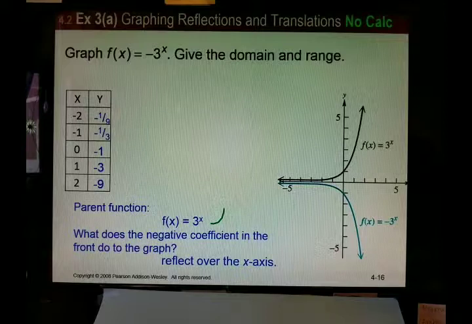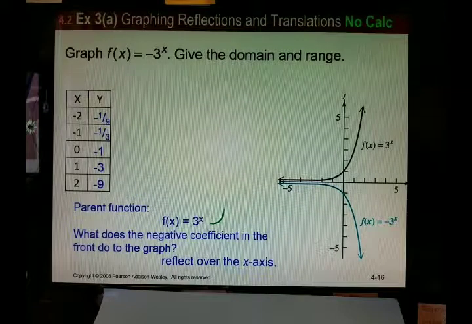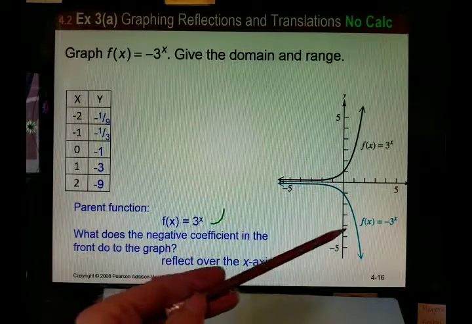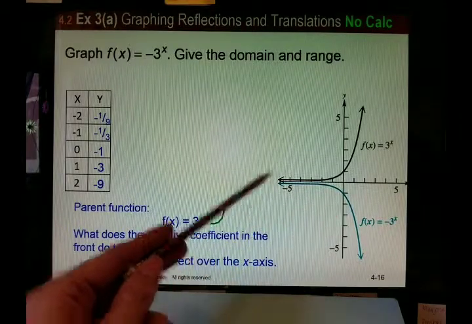And the blue graph is the final graph. Domain is all reals, but my range, how low does it go on the blue graph? Down forever, but up to, but not including, 0.